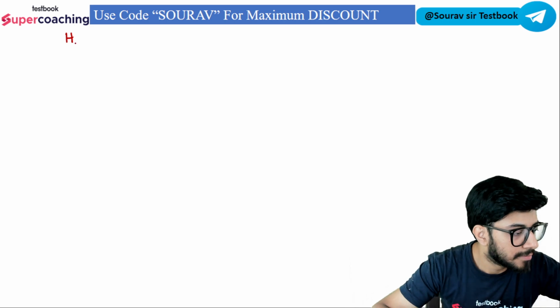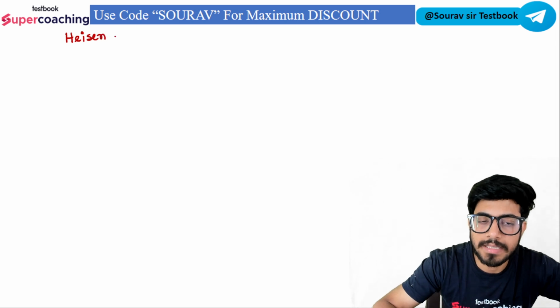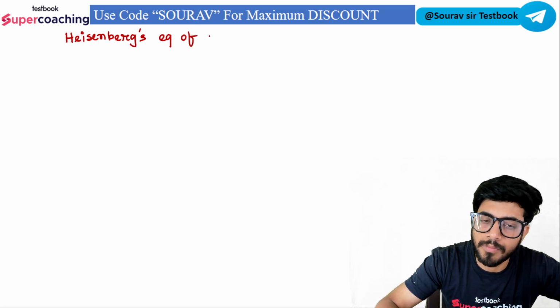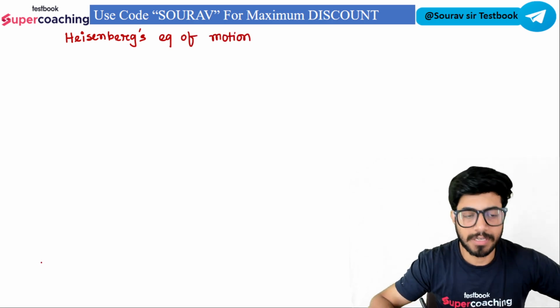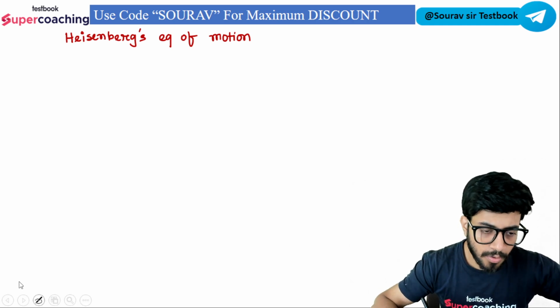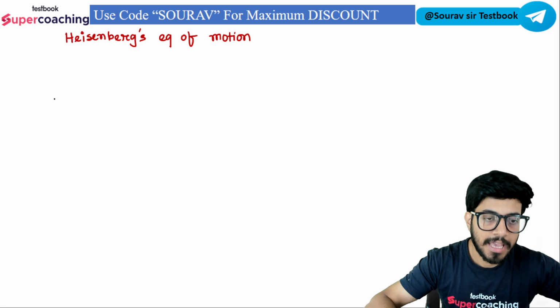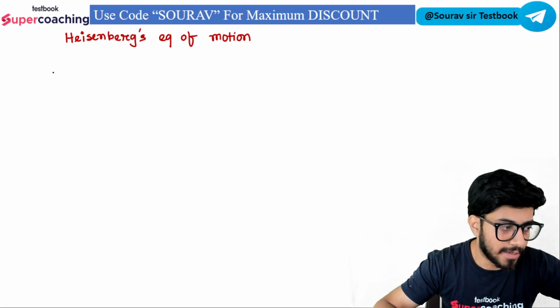Heisenberg's equation of motion. Tell me, how will we prove it? So basically we know two things very clearly. The first one is the expectation value of any operator A cap in the state psi at time t.